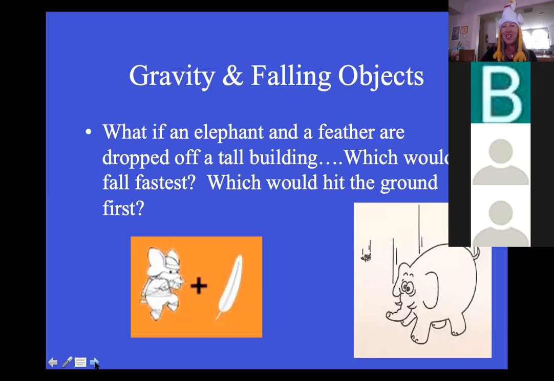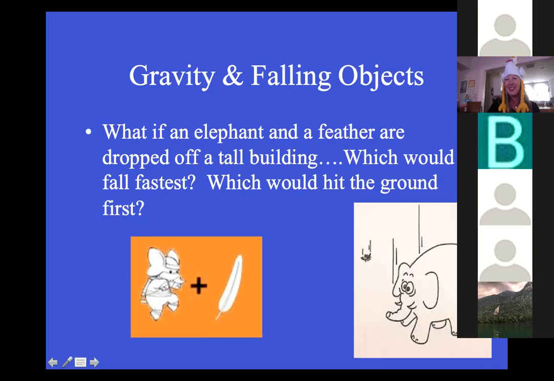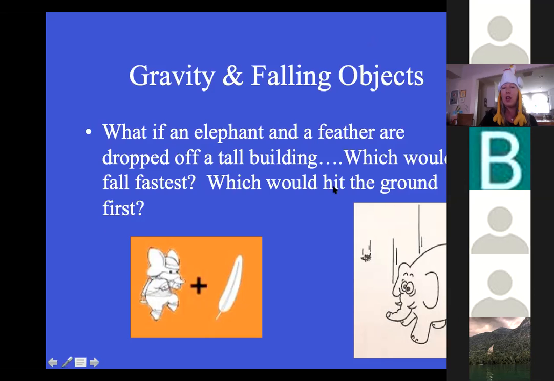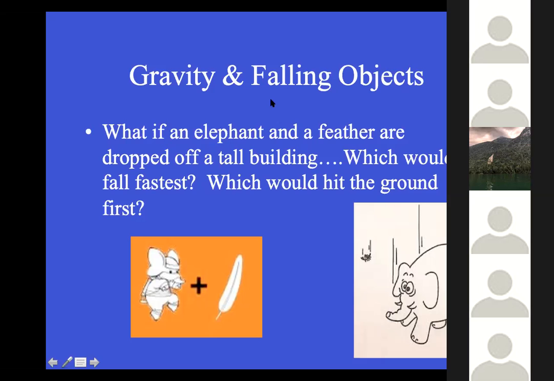Okay, so make your prediction. And if anyone would like to share that prediction, which I hope you will, I'm going to ask you to raise your hand. So if you think that the feather will fall fastest and hit the ground first before the elephant, raise your hand. Is anybody raising their hands? Let me look at you guys on gallery view here. Trevor thinks that the feather will hit first. Okay, and that looks like the only one.